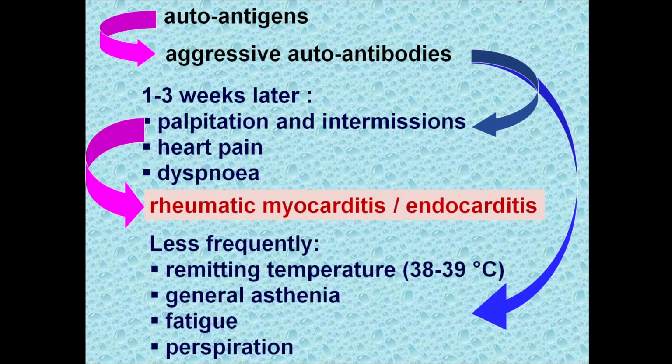In rare cases, this process is manifested more actively and characterized with remitting temperature. You remember, it's higher than 38 degrees Celsius, accompanied with general atonia, fatigue, perspiration. Usually this is characteristic if all heart structures are involved in the pathological process, myocardium, endocardium, and pericardium, and you understand it finishes with more serious complications.